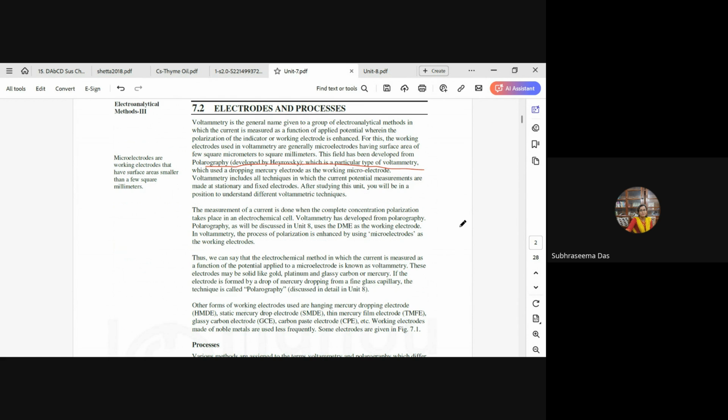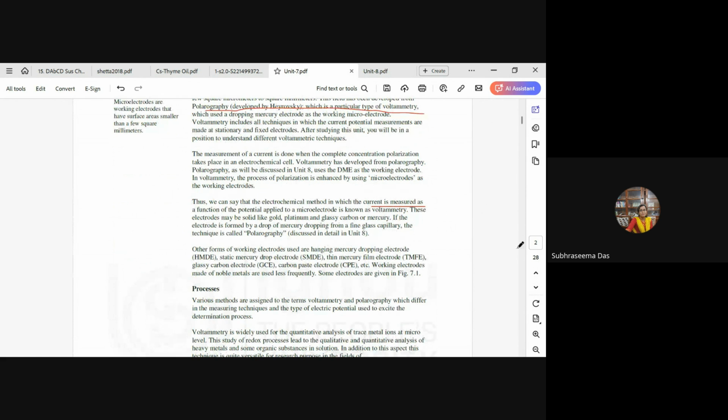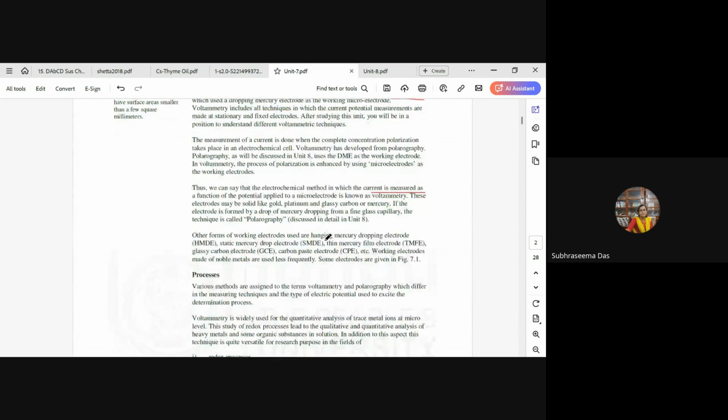So we can say that the electrochemical method in which the current is measured as a function of the potential applied to a microelectrode is known as voltammetry, and if it is applied to a DME, that is, a dropping mercury electrode, then it is called polarography. Other forms of working electrodes are the hanging mercury drop electrode, static mercury drop electrode, thin mercury film electrode, glassy carbon electrode, or carbon paste electrode. These are some of the working electrodes that are employed in voltammetry.